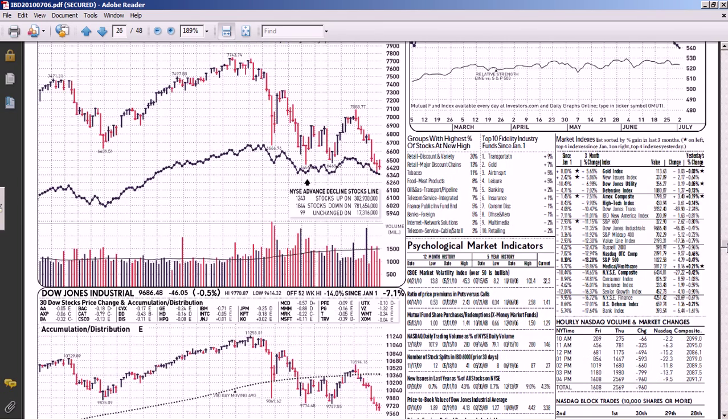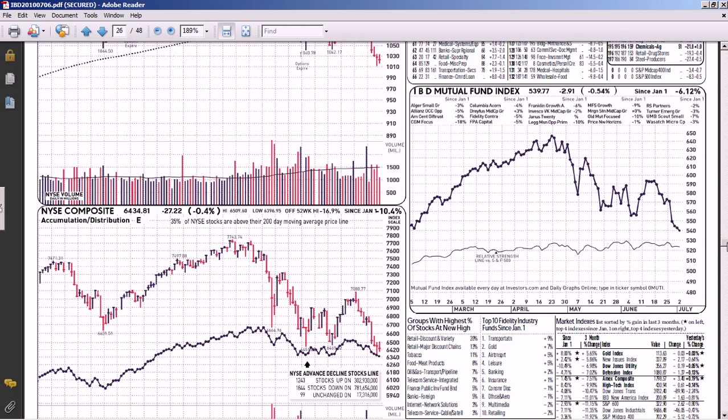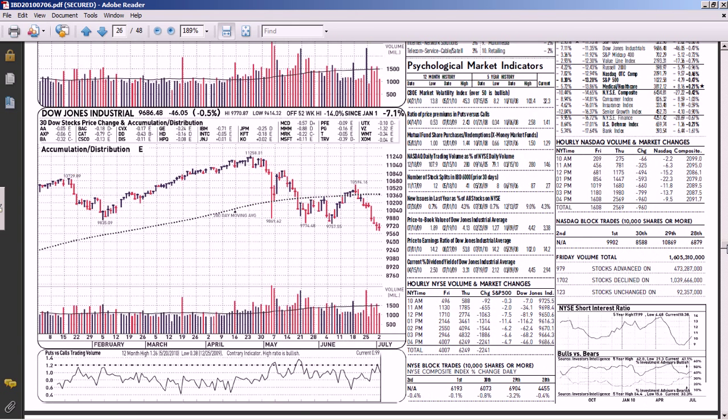So you can see how the NASDAQ, the S&P, the New York Stock Exchange, and the Dow Jones Industrial are doing. And you can see these other indexes have an accumulation distribution rating of E, which is not really a good sign right now for the market.